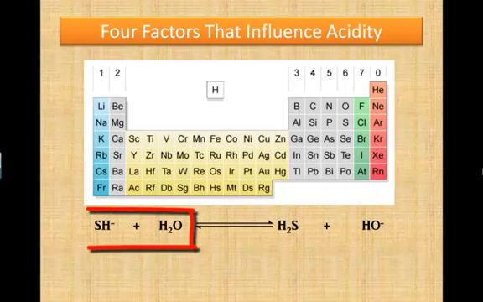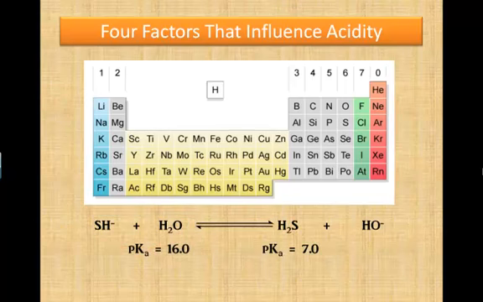The equilibrium for this reaction will lie towards the left. Remember that we always lie towards the side of the weaker acid and the weaker base. And if we look at our pKa values, we can see that water has a pKa of 16, hydrogen sulfide a pKa of 7. So water is the weaker acid, and our equilibrium will always lie on the side of the weaker acid and the weaker base.